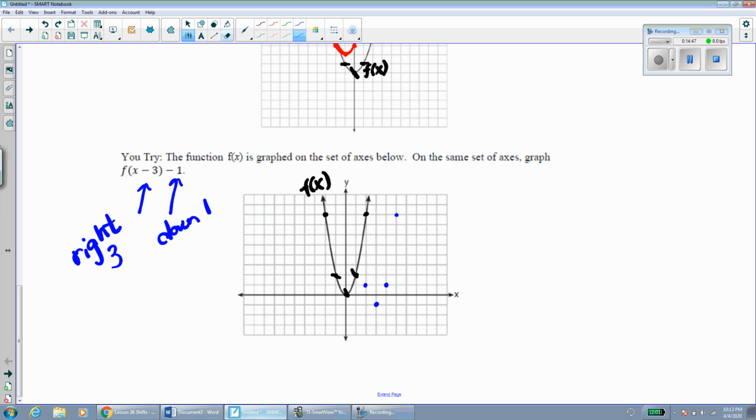Ooh, I'm sorry. I should have gone down 1. So make sure you move both. Not just go right. You got to go down too. So you got to go to the right 3, 1, 2, 3, and then down 1. I'm a little ahead of myself. And then I go to the right 3, 1, 2, 3, and down 1. Cross off that point. Now that I have used a different color, it's super easy for me to see where my new parabola is. I connect all my points, I create a parabola, I label it f of x minus 3 minus 1, and that's it.